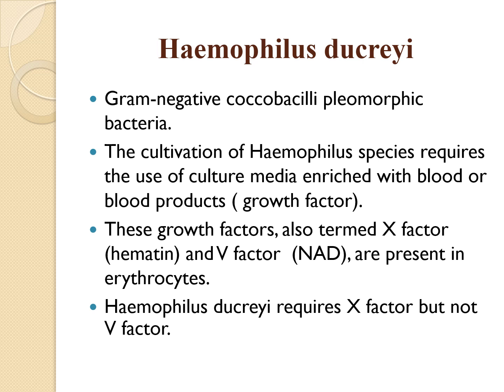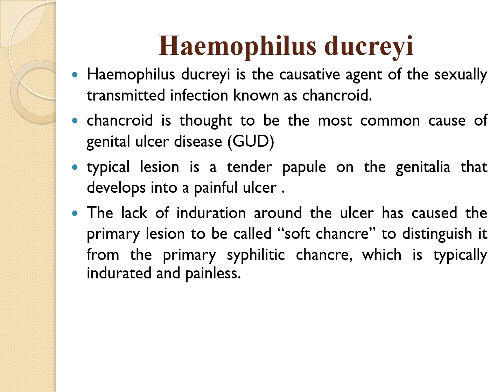The other bacteria that have an important role in sexually transmitted disease is Haemophilus ducreyi, which is a gram-negative coccobacilli, pleomorphic bacteria. The cultivation of all Haemophilus species requires nutritional supplementation in media, called X factor and V factor, which are present in erythrocytes. Haemophilus ducreyi requires X factor but not V factor.